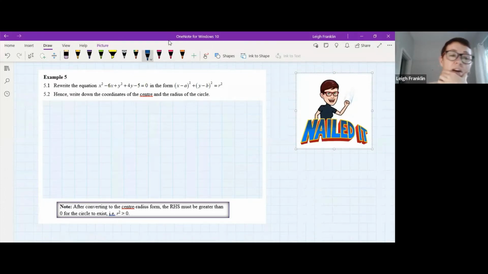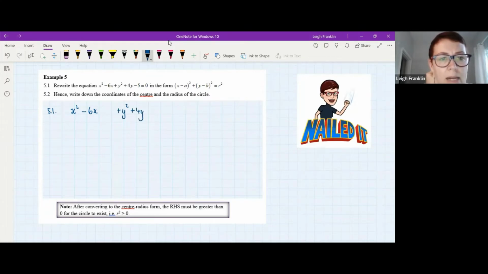Okay, so in example number 5, they ask us to rewrite the equation x squared minus 6x plus y squared plus 4y minus 5 equals 0 in center radius form. So this is what I like to do. I'm going to write down my x squared and my minus 6x, and then leave a space. Then I'm going to write my plus y squared and my plus 4y, and leave a space, and write equals, and take this 5 over to the other side and change its sign.